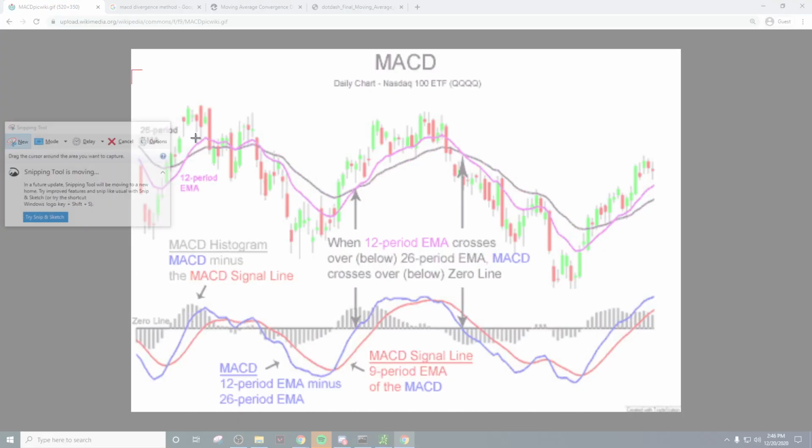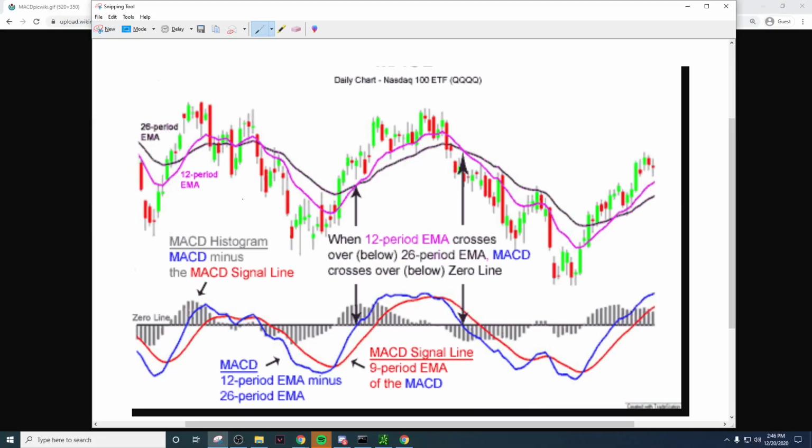Let me snip it again. That's bearish right here because right when the MACD crossed downwards under its signal line, we had a negative histogram and the chart was in a downtrend. Then right when the MACD broke its signal line again, we had a positive histogram and the chart was up again. Then it went under again, negative histogram, then we broke it for a little bit.